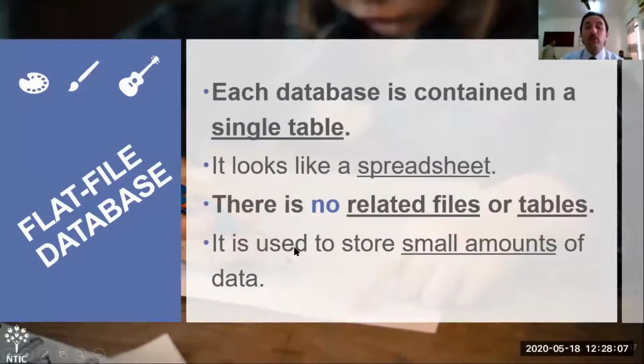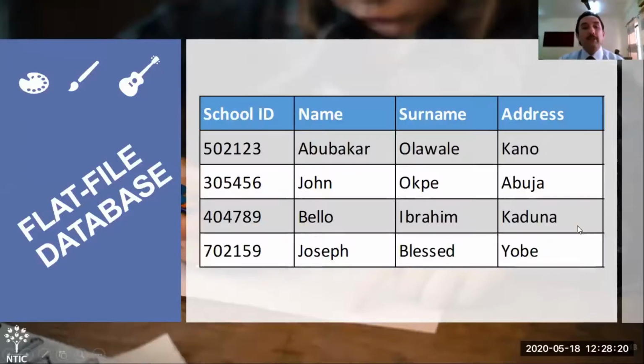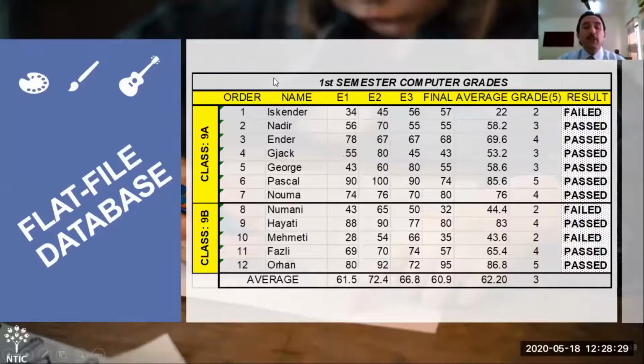And it is used to store small amounts of data. It doesn't mean just 1, 2, 3 records. Maybe you can use it for 1 million records, but in one single table. And just the example, this is our flat file database type. Even if you have more records, more columns, and even some calculations, if you have just one table, we say that it is a flat file database.